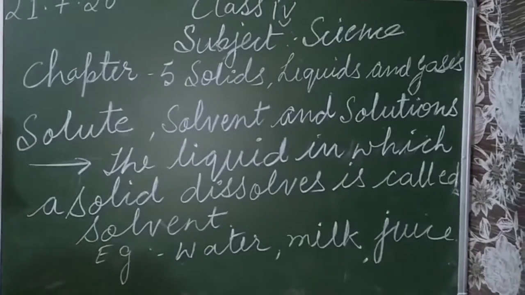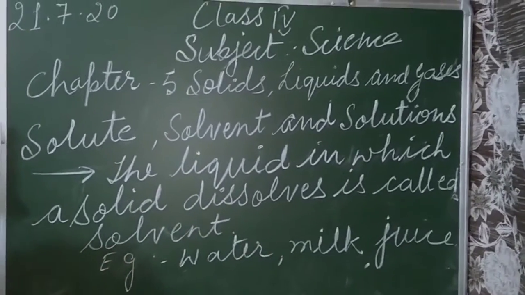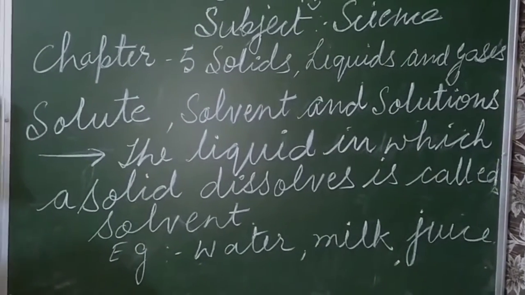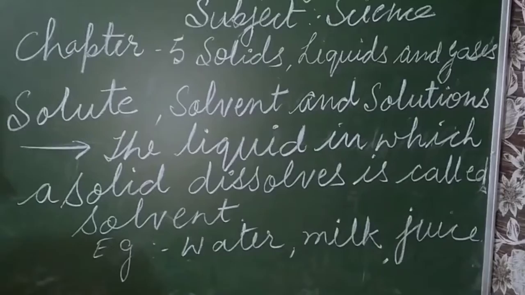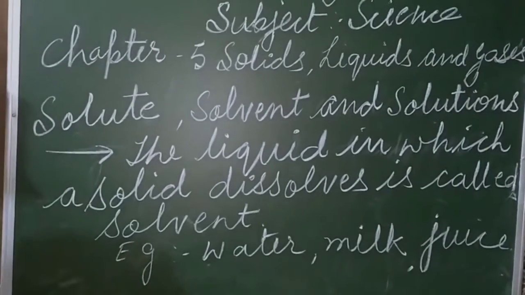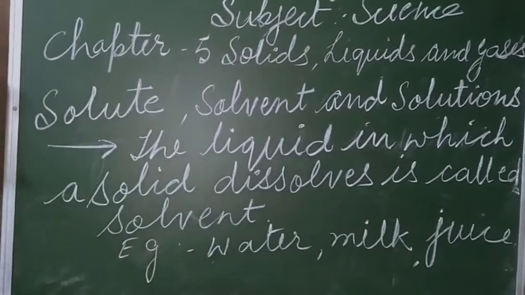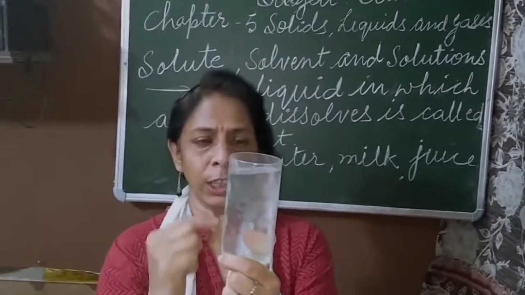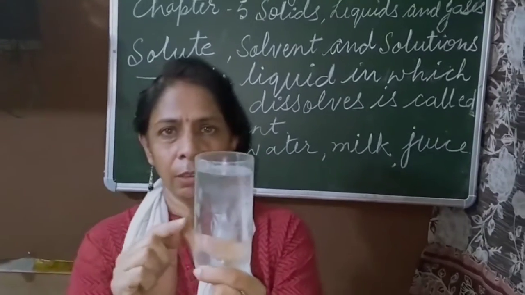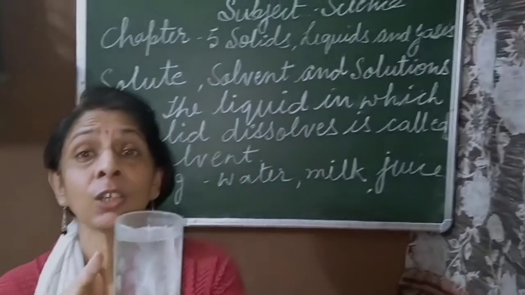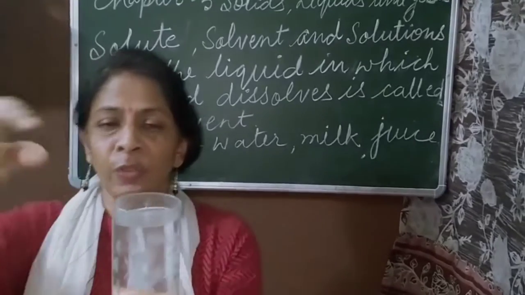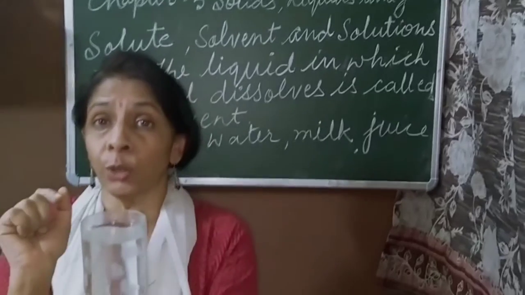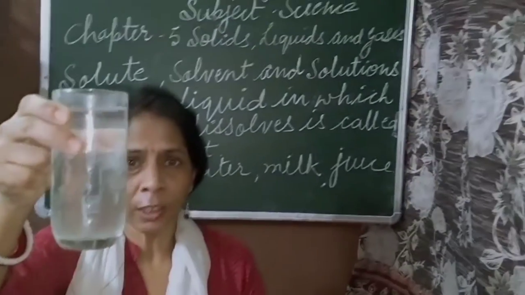Now next is solvent. The liquid in which a solid dissolves is called solvent. For example, water, milk, juice, etc. See here. Water is a liquid, that is the solvent. We added salt in it. That salt is solute. Understood?